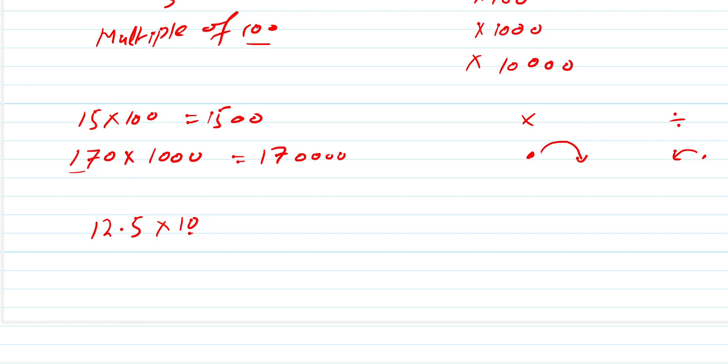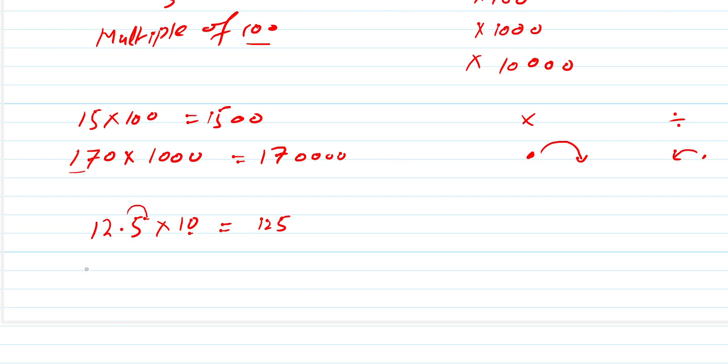Mishari? The decimal will shift only one digit to the right. So what will it be? Look, if the decimal shifts from here to here, you will get 125, and the decimal point at the end we don't write.